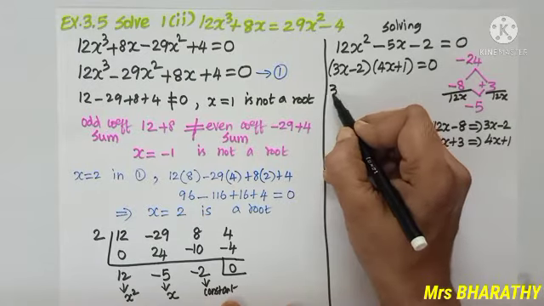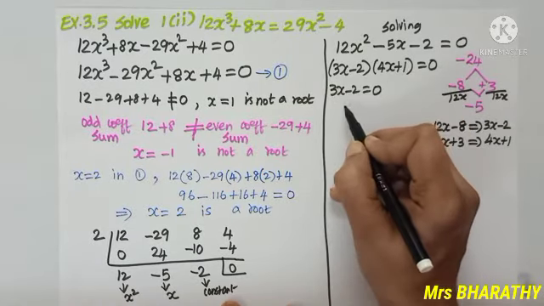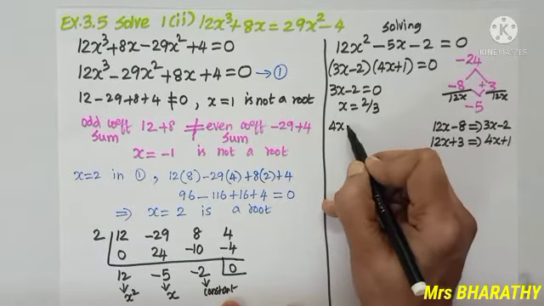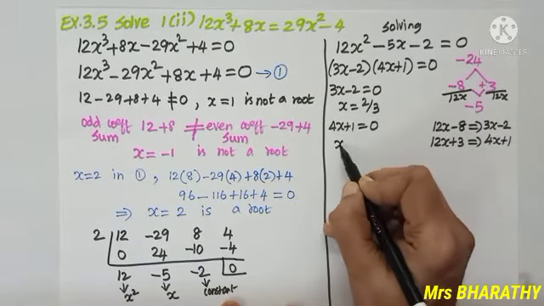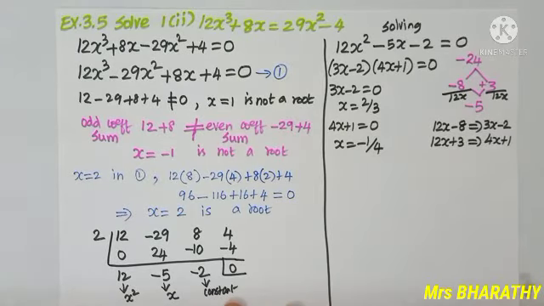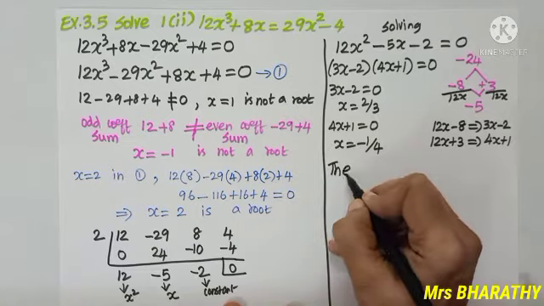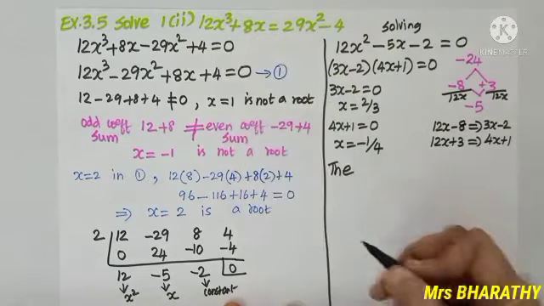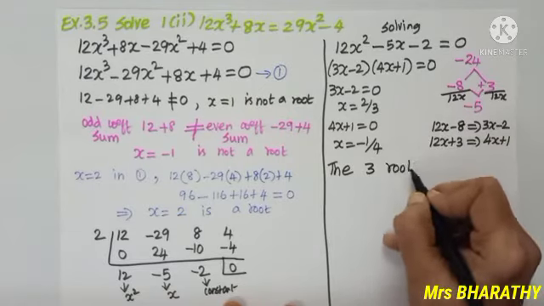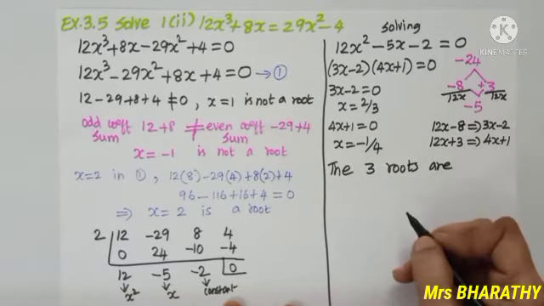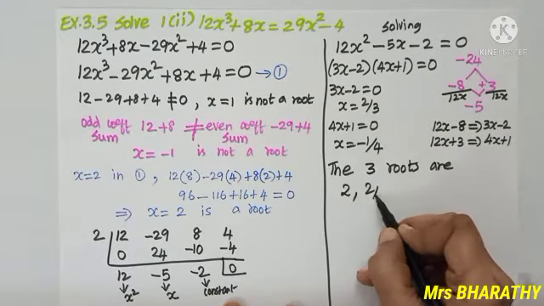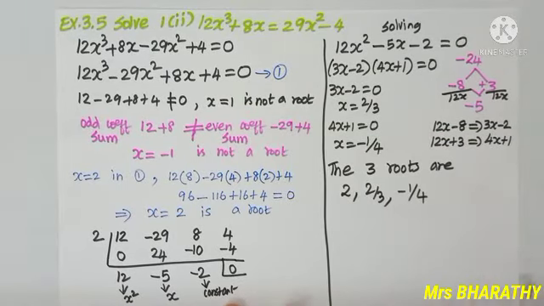Or 3x minus 2 equal to 0, x is equal to 2 by 3. 4x plus 1 equal to 0, x is equal to minus 1 by 4. So we have arrived at the 3 roots. It is a cubic equation. When the power is 3, we have 3 roots. So what are the 3 roots? It is 2, 2 by 3, minus 1 by 4.